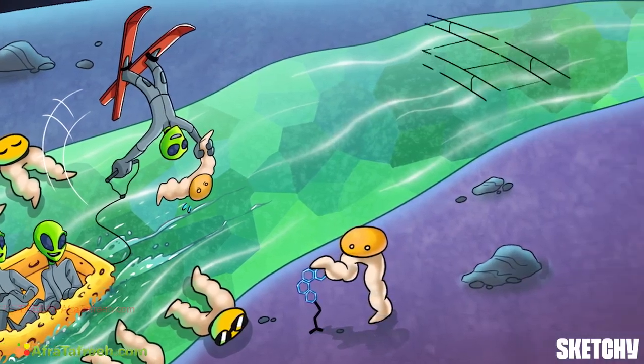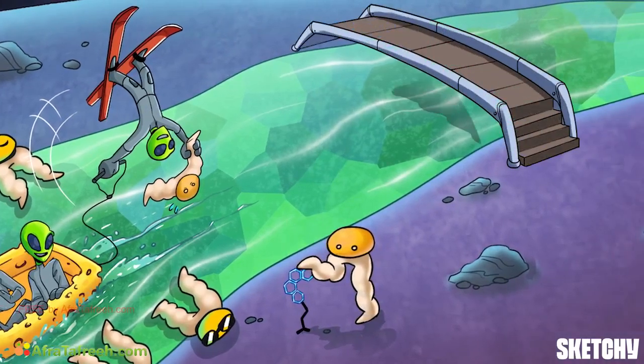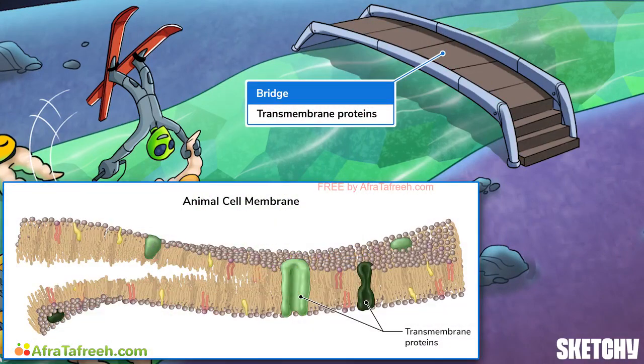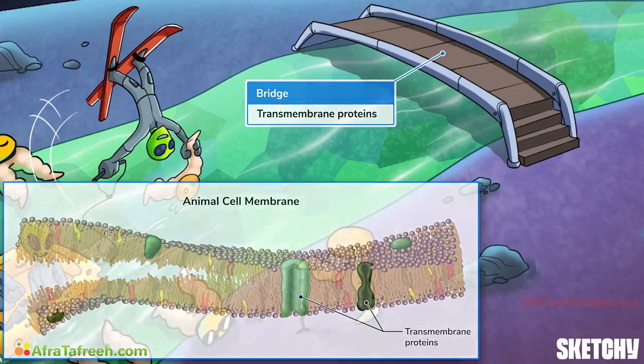Next up, cell membrane proteins, starting with transmembrane proteins. Transmembrane proteins pass through the entire cell membrane, just like this bridge spanning the entire river. These proteins connect the cytosol with the extracellular environment. Most transporters, channels, and receptors are transmembrane proteins.